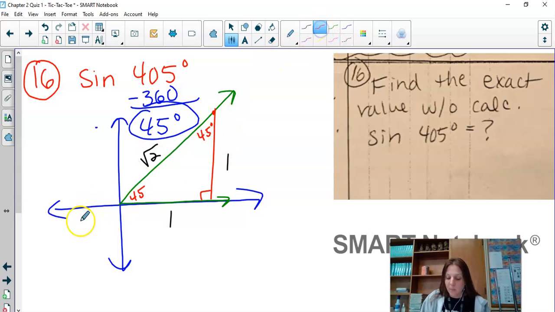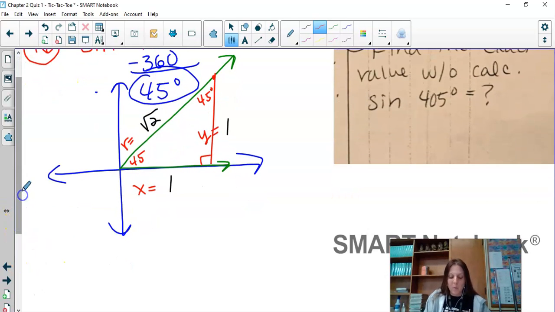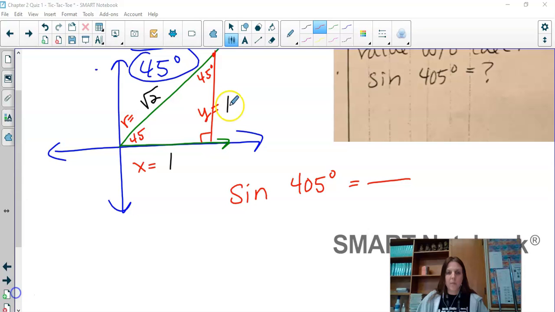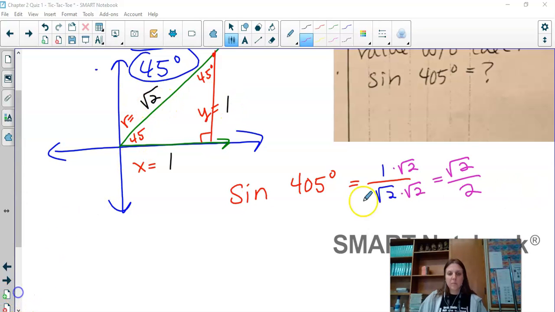Go ahead and label your sides. This is the x-axis. You've got your hypotenuse, and your other side would be y. We're looking for the sine. So think about what the sine is. If you need to look it up, it is in section 1.3 on page 22. And you can see sine is y over r. So 1 over the square root of 2, and then rationalize your answer. So sine of 45 is root 2 over 2.